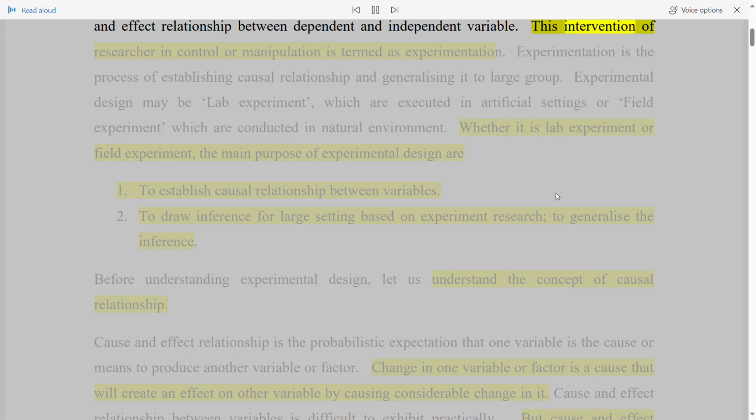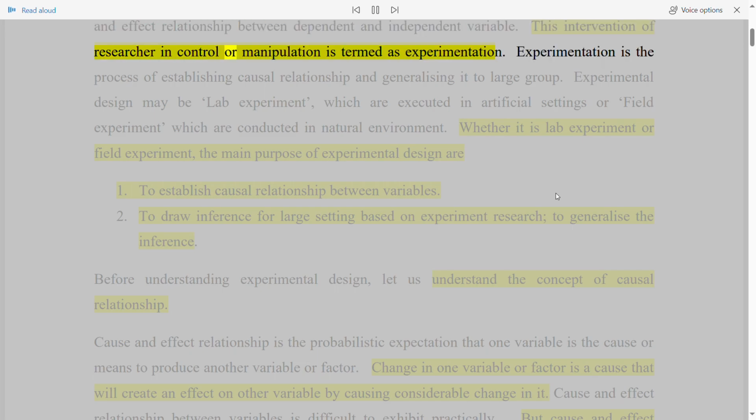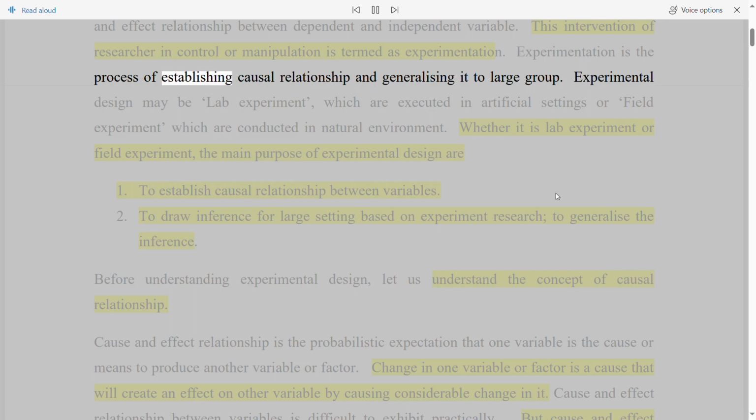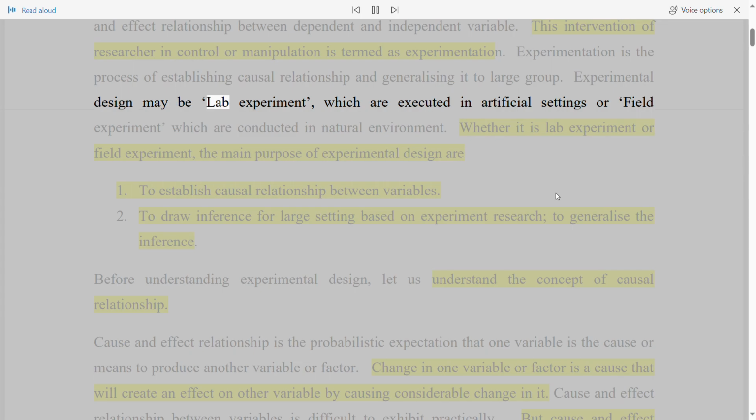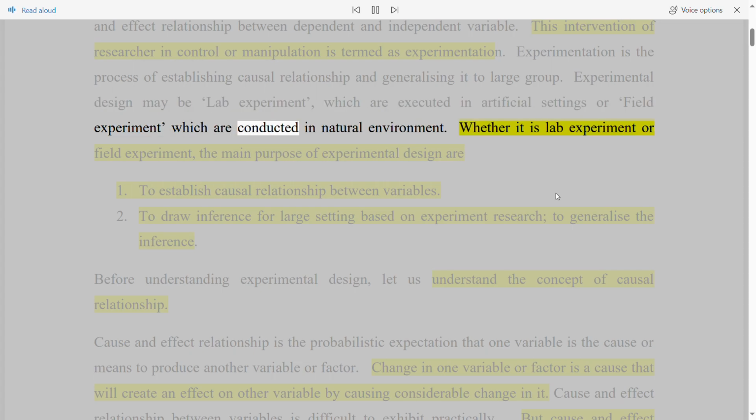This intervention of the researcher in control or manipulation is termed experimentation. Experimentation is the process of establishing causal relationship and generalizing it to a large group. Experimental design may be lab experiments, which are executed in artificial settings, or field experiments, which are conducted in natural environment.